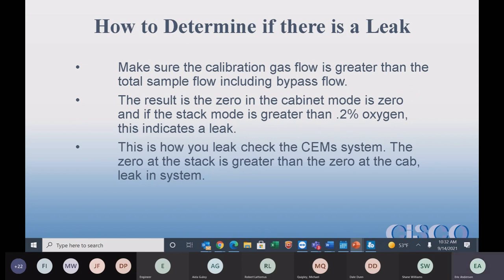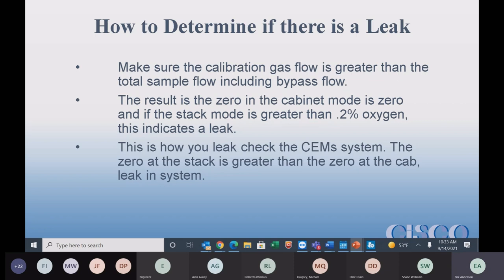Okay, so we're flowing the zero gas up the stack, and we're going to go through a print here in a little bit. So I'm just going through these right now. Make sure the calibration gas is greater than the total sample flow, including the bypass flow. So you're going to add your flow meters up. You might have 2, 3, 4 separate sample flow meters going to each of the analyzers in the bypass flow.